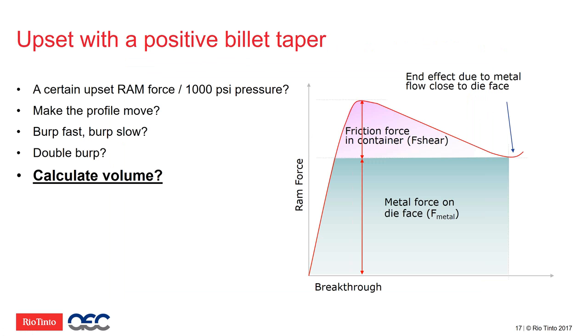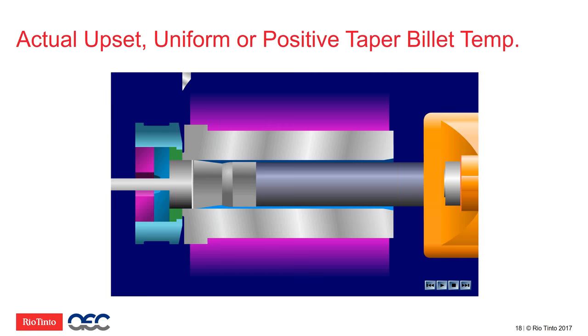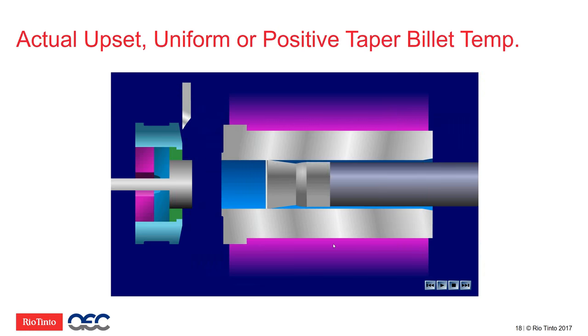And I will cover this in the coring presentation. And once the upset is near completion at the stem, then the upset progresses toward the die. So it starts from the back and it progresses toward the front. And that's what you can see in this simulation here. Here it goes.